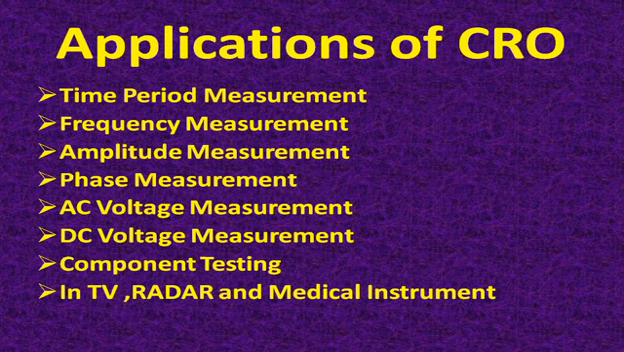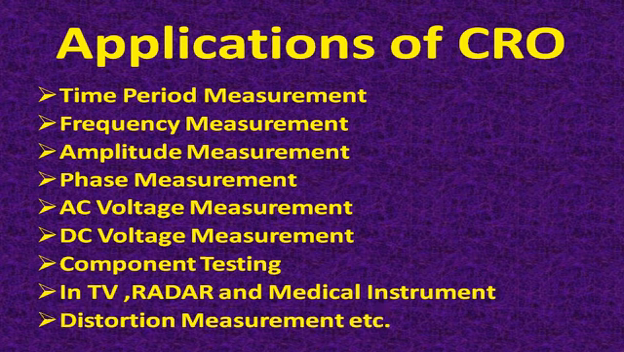from the target. Radar is nothing but radio amplification, detection and ranging. And in medical instruments like ECG, electrocardiogram, EEG, electroencephalogram, and EMG, electromyogram, such different instruments are also available as applications of CRO in the medical field. And the last one is distortion measurement. This is also one of the most important applications of CRO. Now let us see all the applications in detail one by one.